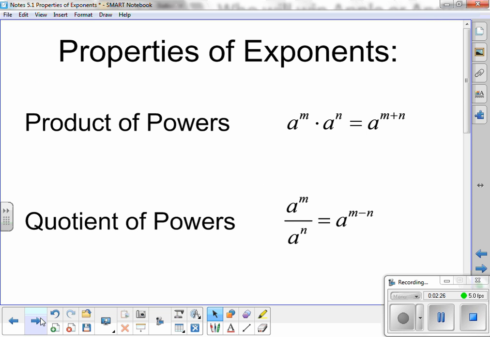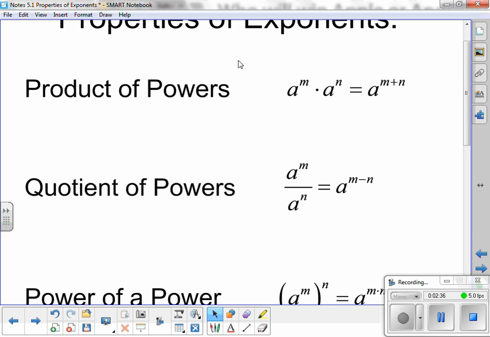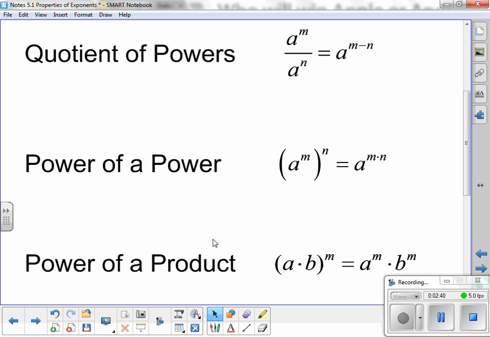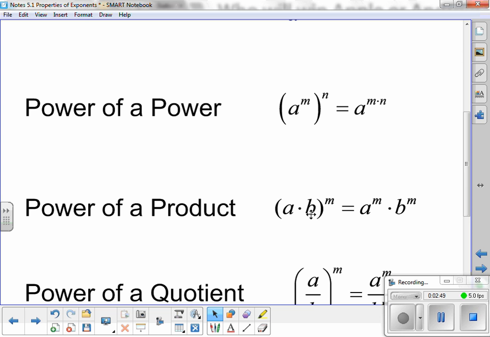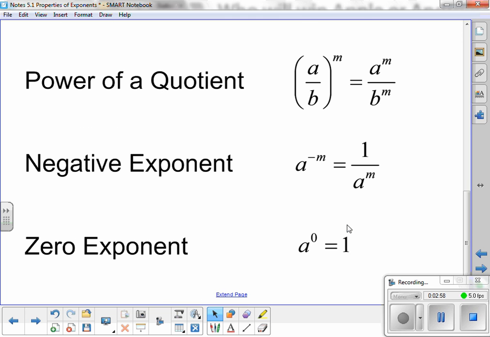Okay, so we did that in class. Here are the properties. We have a product of powers, which is this. Quotient of powers, which is this. We just went over those two in the previous screen. Power of a power, which is this. Power of a power means that you take them and multiply them when you have a power raised to another power. Power of a product, you have a product and then you're taking a power of it. Power of a quotient, you have a quotient. It's almost like you're distributing. You can kind of think of it like that. We covered all these in class.